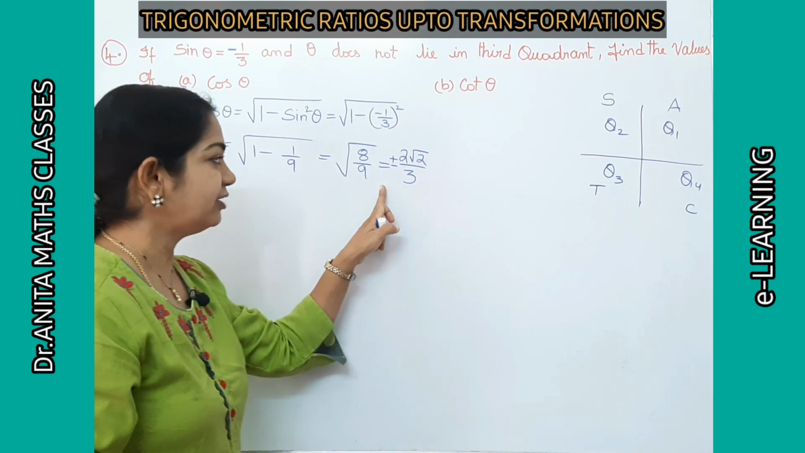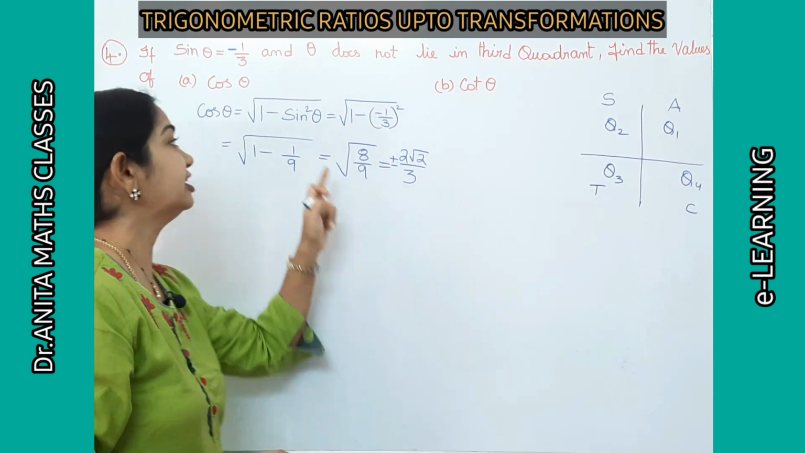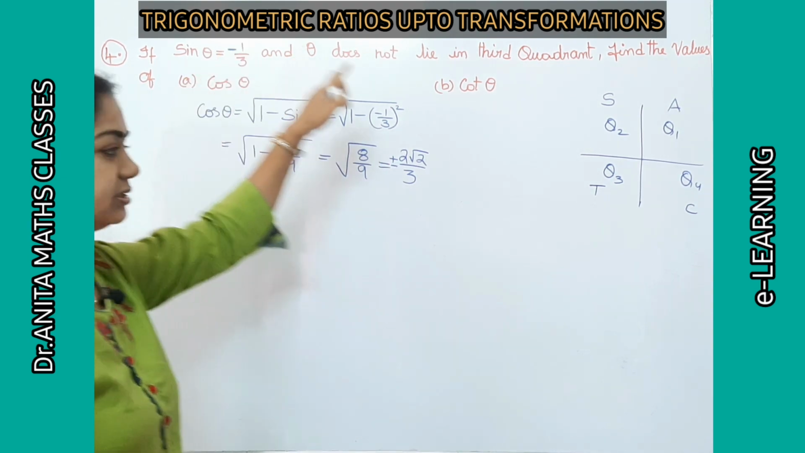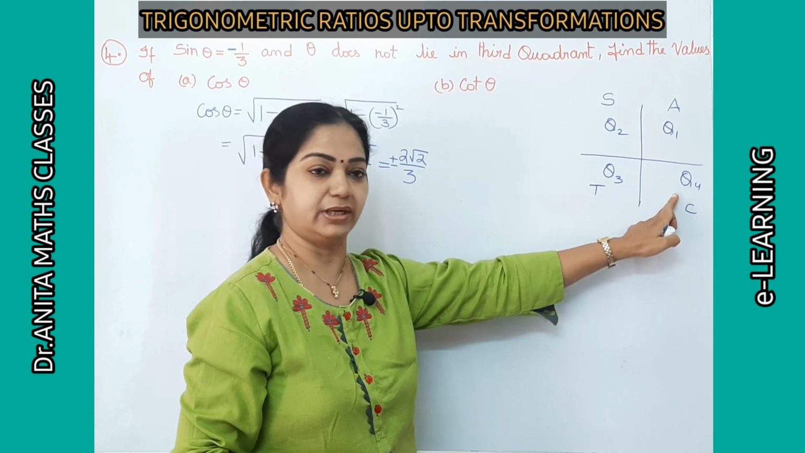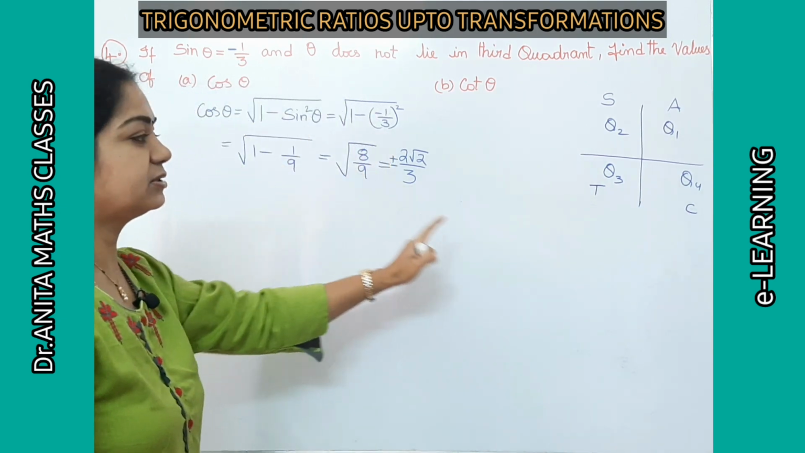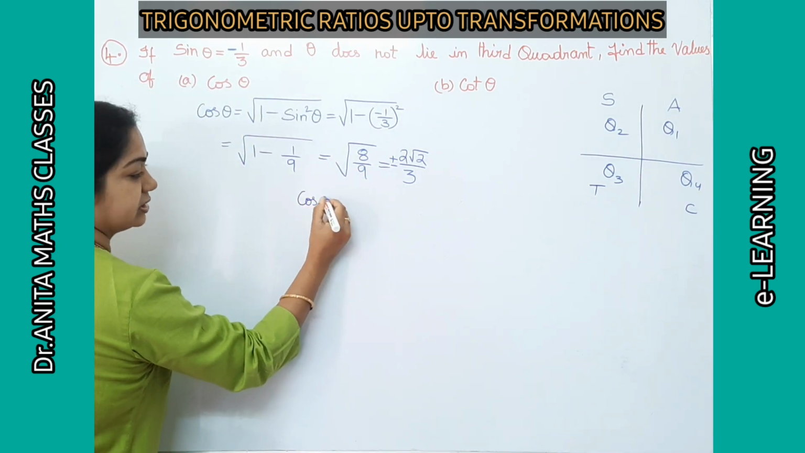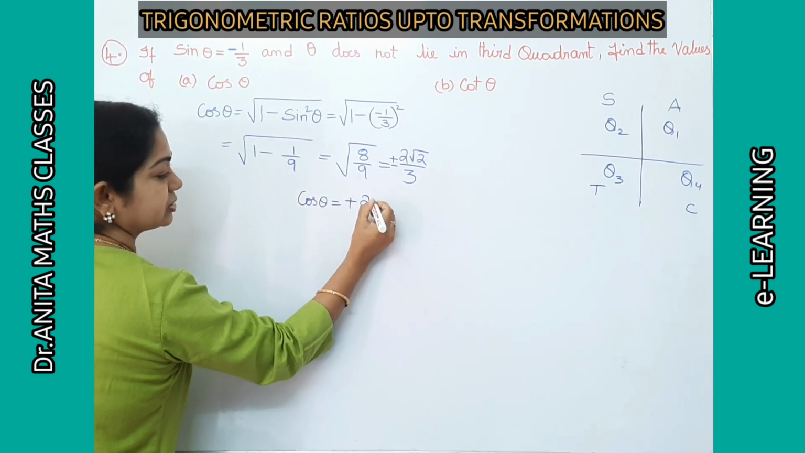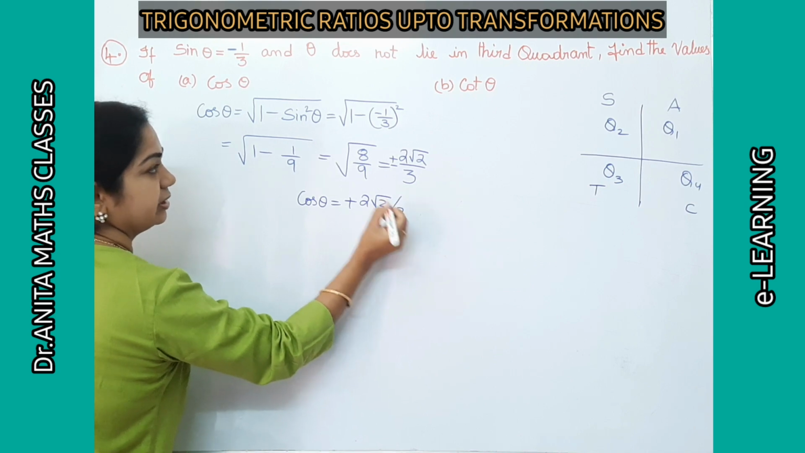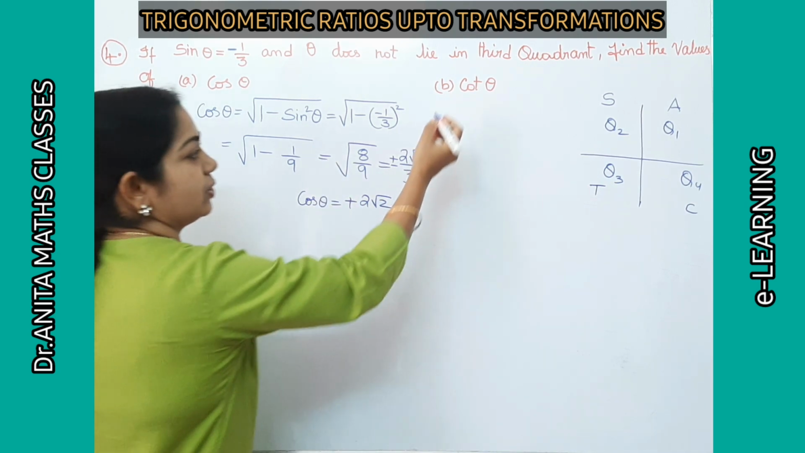Now which value we have to take, plus or minus, we will decide here. We know that it lies in the fourth quadrant. In the fourth quadrant, cos is positive. So let's take positive: cos theta is equal to plus 2 root 2 upon 3. Likewise, now cot theta.